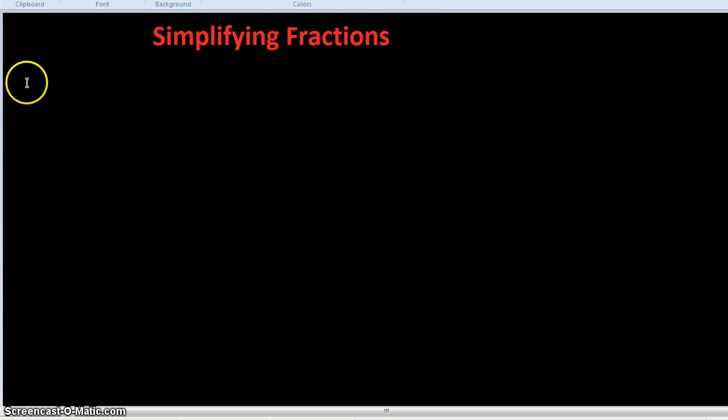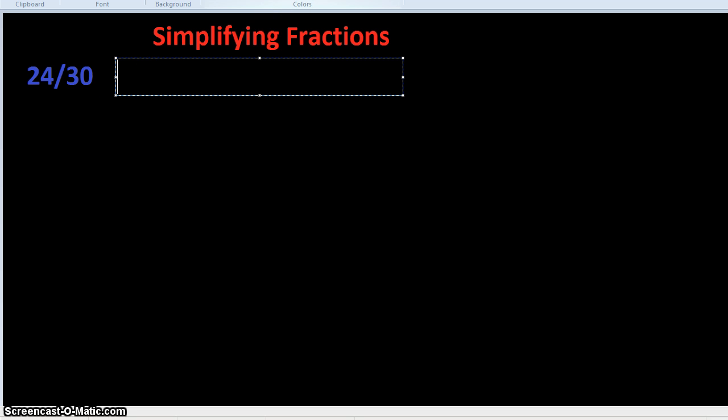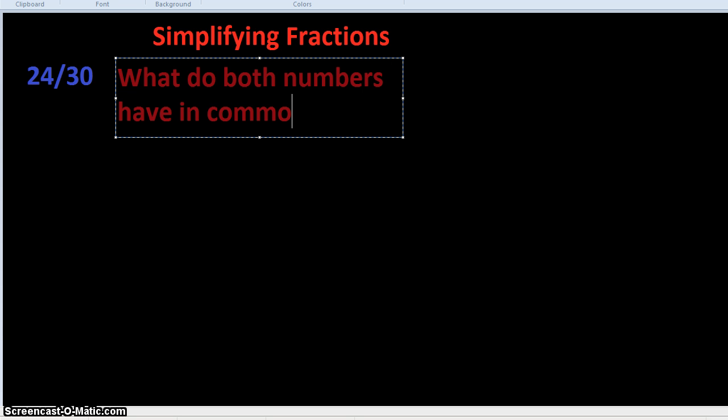So imagine we have the fraction, let's say in blue, 24 over 30. Now that's fine, it's a nice fraction, it looks okay, but really we want to make it look a bit simpler, a bit neater perhaps. So I think the question to ask when you're simplifying fractions is, what do both numbers have in common? And what I mean by that is, what number or numbers go into both the top side and the bottom side?